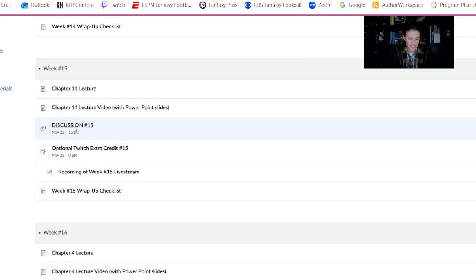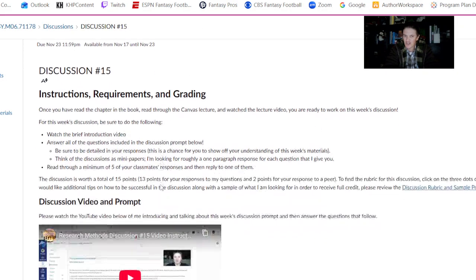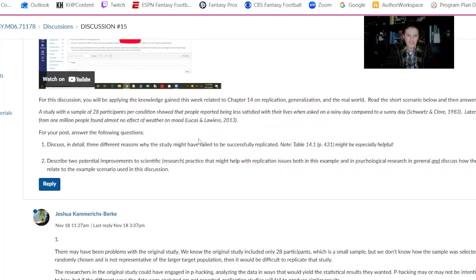So let's take a look at discussion number 15 together. As always, you have my instructions at the top, followed by my video, followed by the prompt. For this discussion, you'll be applying the knowledge gained related to chapter 14 on replication, generalization, and the real world. Read the short scenario below, very short, a couple of sentences, and then answer the questions about it related to chapter 14.